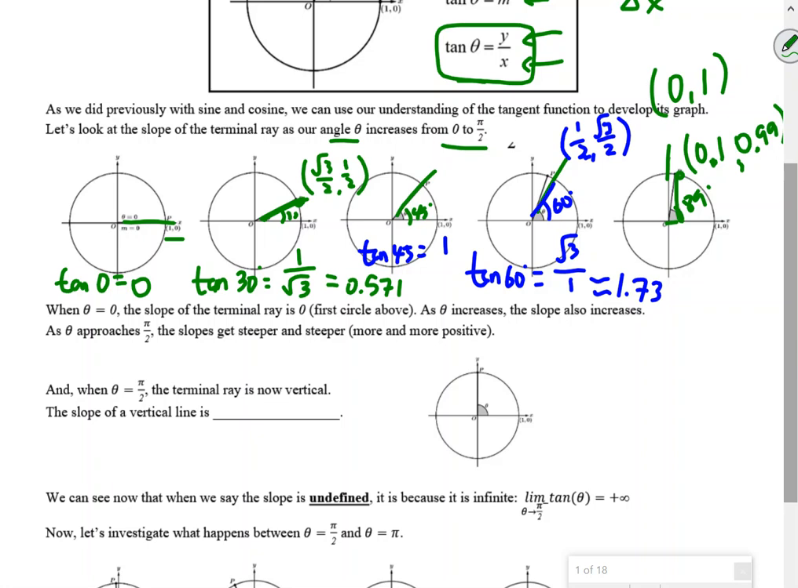0.99. Then I ask you to find tangent of this angle, tangent 89. Then I want to do y value divided by x value, 0.99 divided by 0.1. When you put this into the calculator, then I'm getting 9.9.